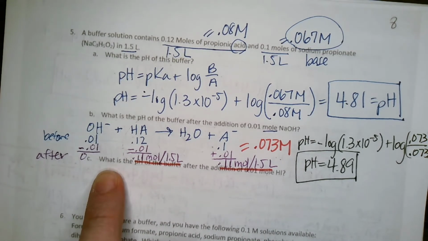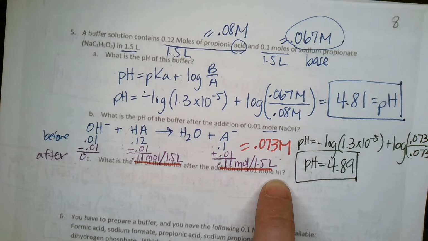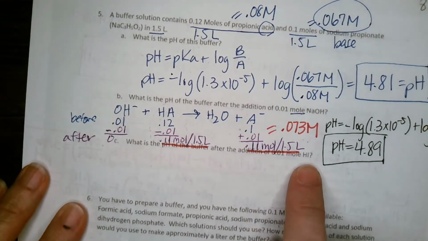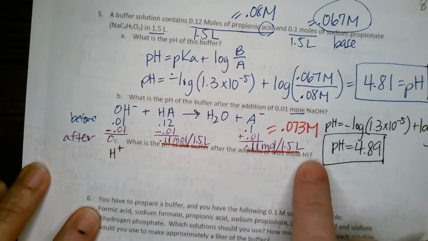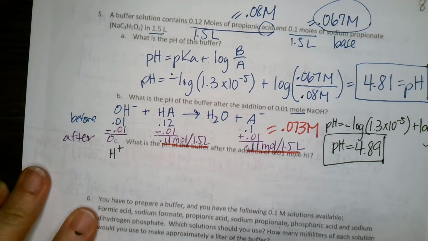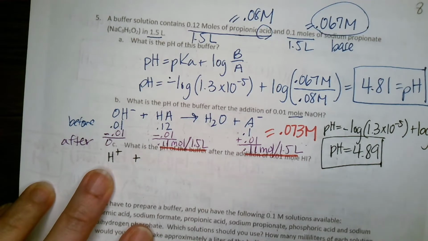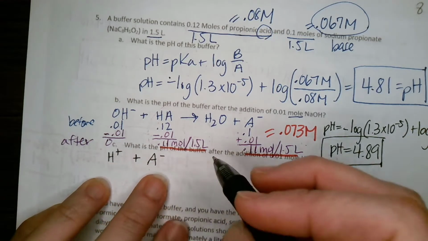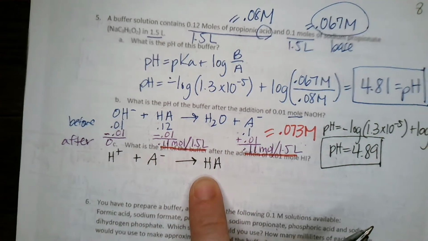This next one, letter C: what's the pH of the buffer after we add 0.01 moles of hydroiodic acid? We're going to do the same thing here, except instead of adding a base, we're adding acid. So I'm going to write out that we have our H plus. I'm leaving off the iodine because that's just a spectator. But if I'm adding acid, it's going to be reacting with the conjugate base, right? So I'm just going to write A minus. We don't need to write the whole propionate. So we have H plus A minus, and we're going to make more acid. It's going to create our propionic acid.